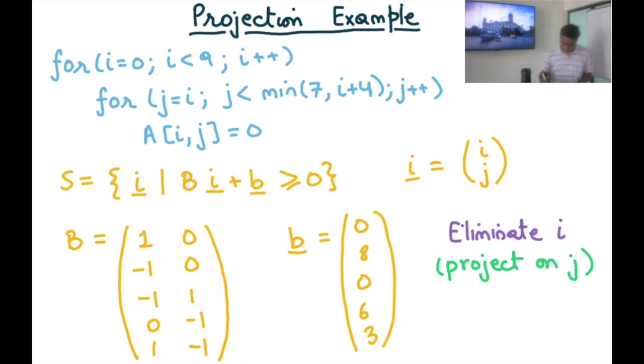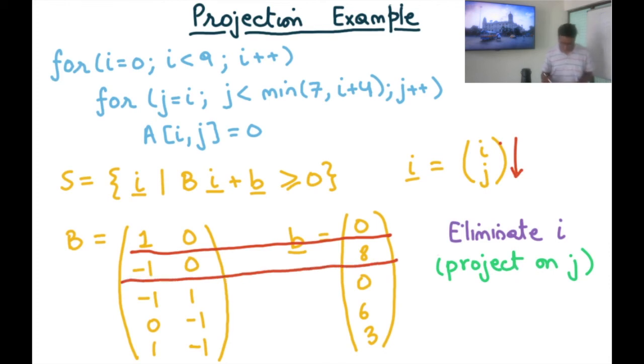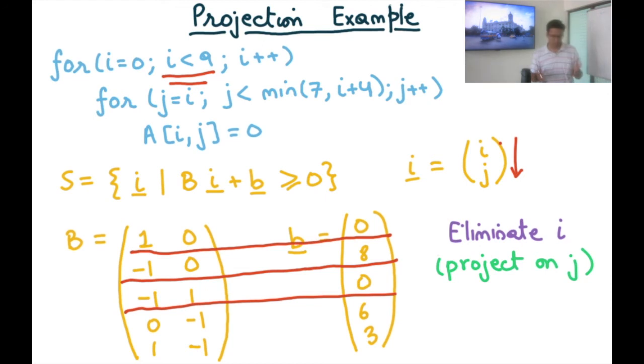For example, the first row here says I is greater than or equal to 0, right? My vector is ij, my iteration space vector, with I being first. Then my second one says minus I plus 8 is greater than or equal to 0, which basically means I is less than or equal to 8, and that's coming from the constraint that I is less than 9. Similarly, the third one says minus I plus j is greater than or equal to 0, which is just coming from j is greater than or equal to I.